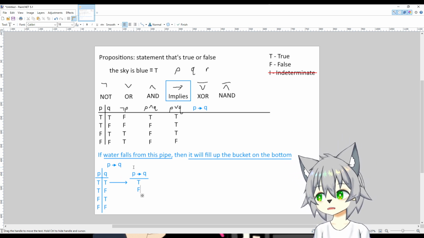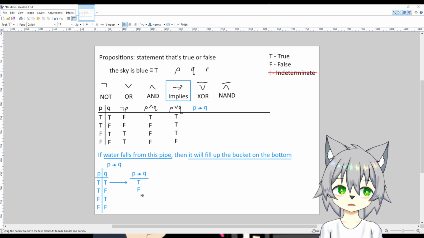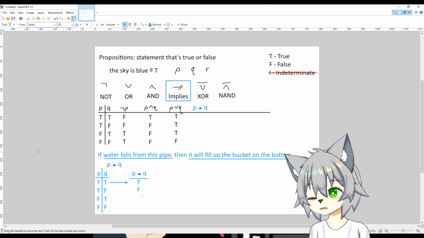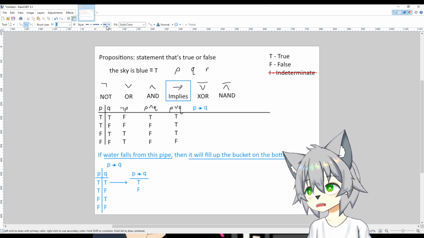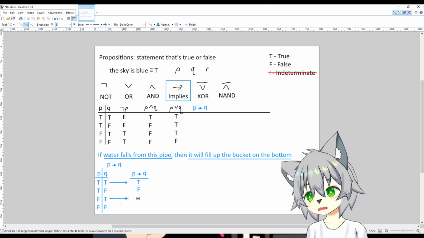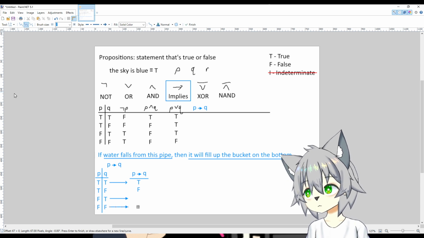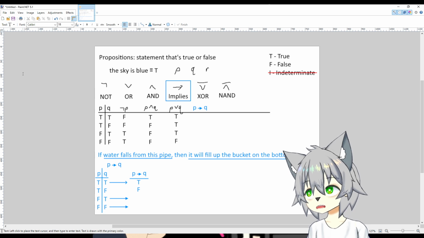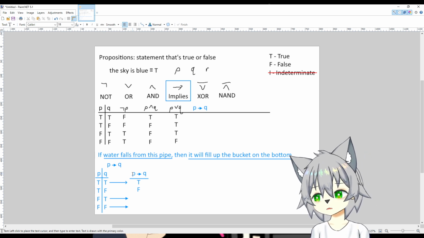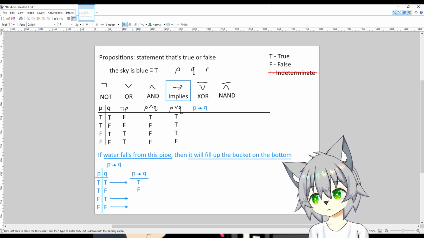Because Q is false, because the bucket on the bottom is empty, so we don't have to worry about all that. This entire statement is basically false. But here's the weird thing: P is false, and Q is true. This also kind of falls into the same little issue, where the water is not falling from the pipe at all, but the bucket on the bottom is full.